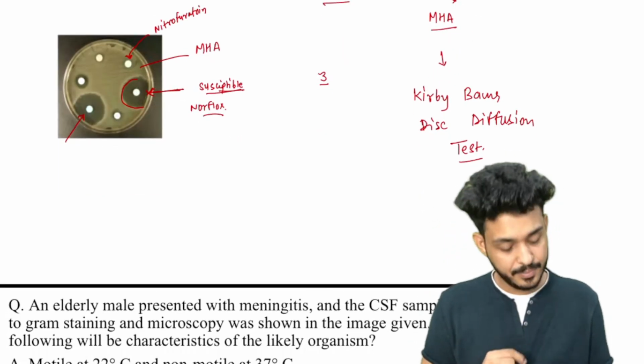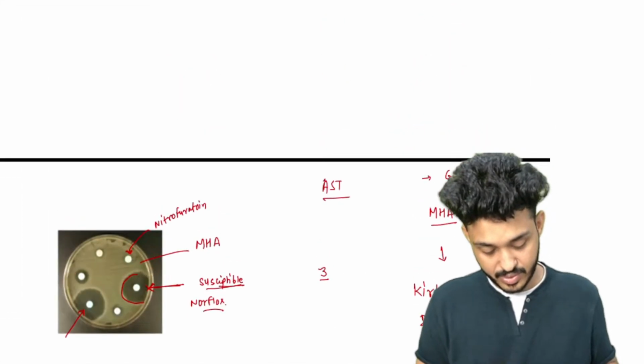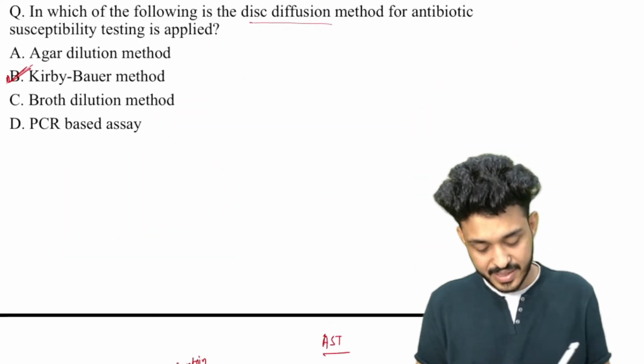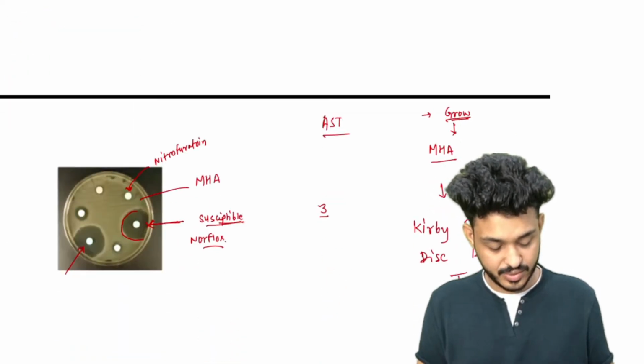Okay, so this is the important thing that you have to remember. Okay, KBDDT. So your answer will be Kirby Bauer disk diffusion testing. Okay, now you understand.